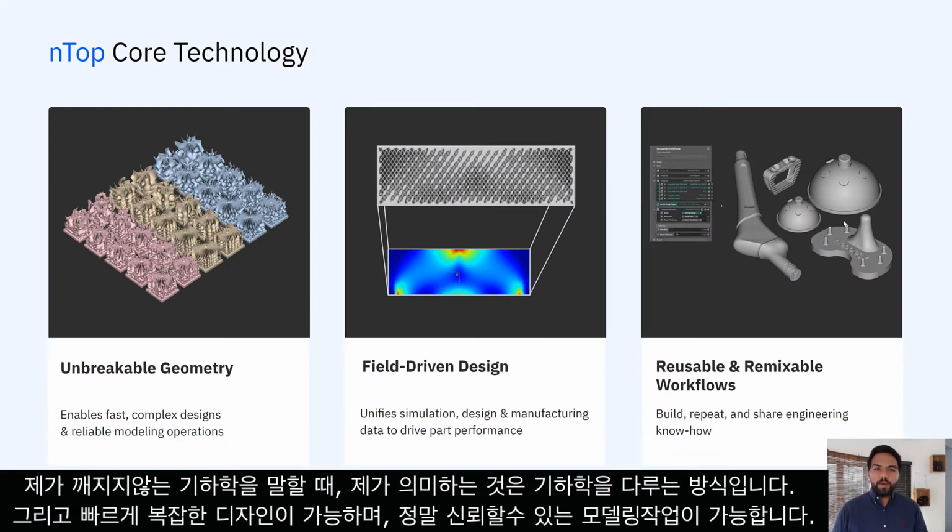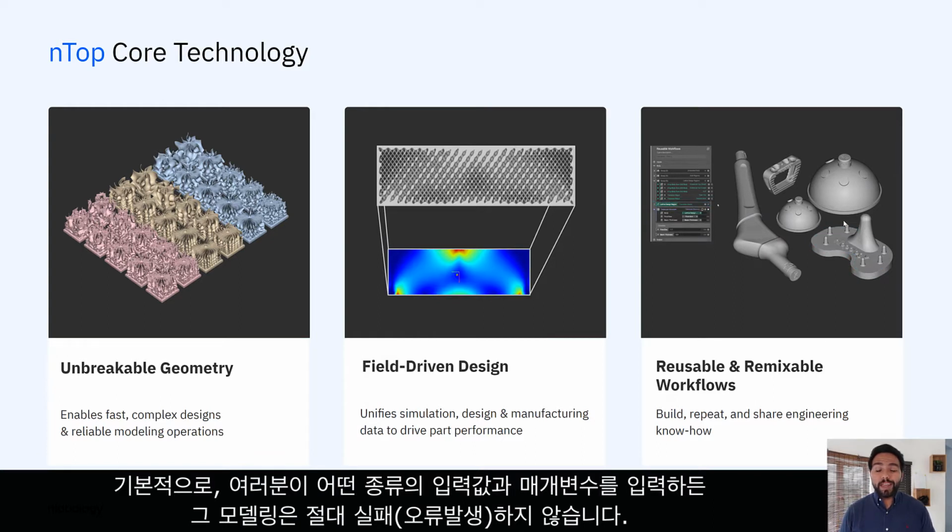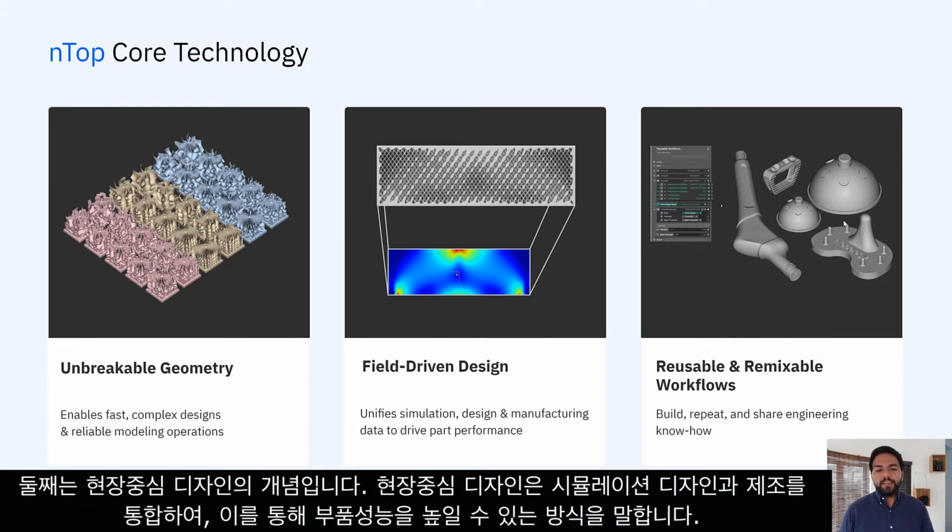So when I say unbreakable geometry, what I mean by that is the way we handle geometry, it enables fast and complex design and really reliable modeling operations. So basically models that won't fail, no matter what type of inputs and parameters you give to them. Second is this concept of field-driven design. So field-driven design unifies simulation, design, and manufacturing in a way where you can drive part performance with this.